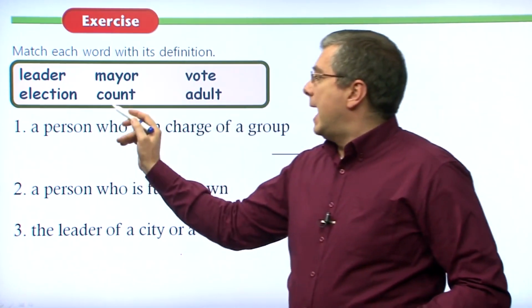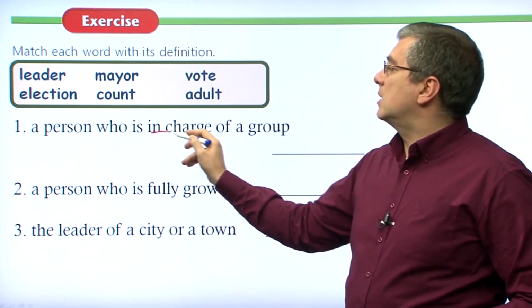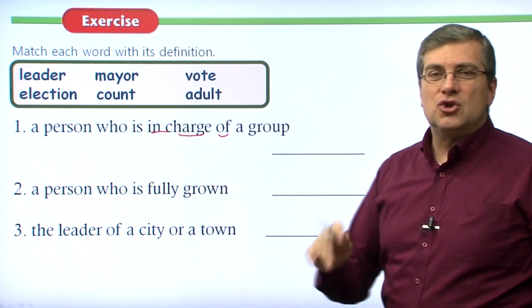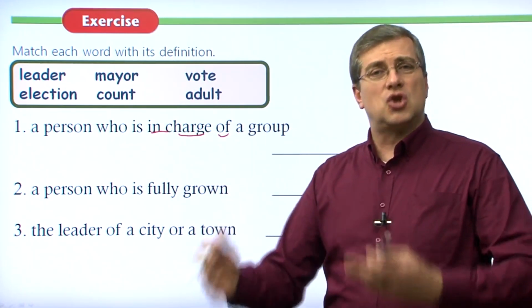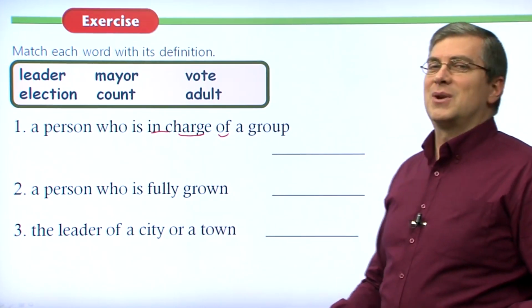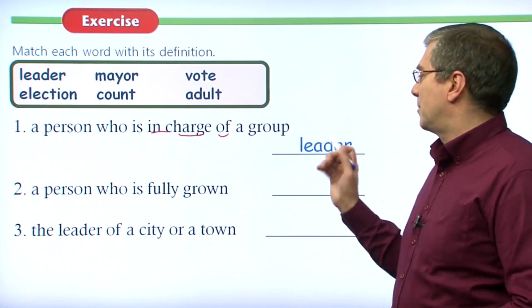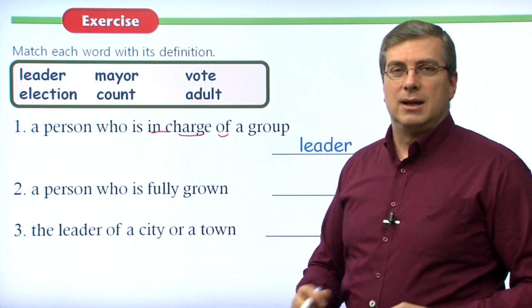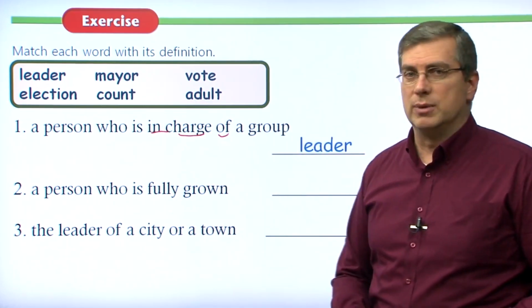Number 1, a person who is in charge of a group. Somebody who is in charge of a group is somebody who leads a group. Of course, we call somebody who leads a group a leader, right? A leader is someone who is in charge of a group.